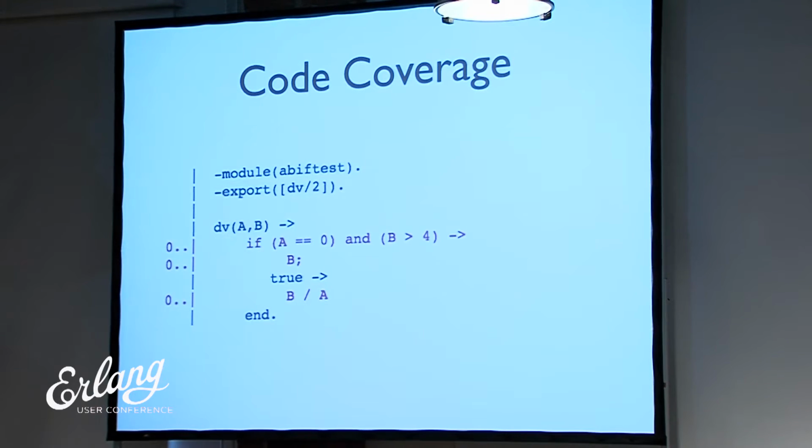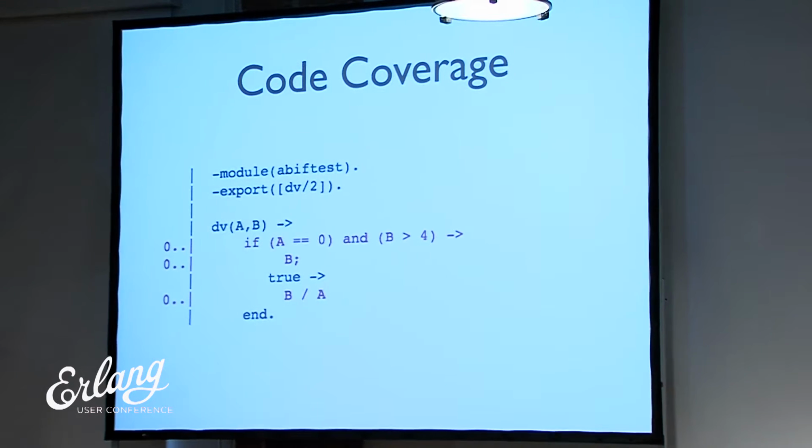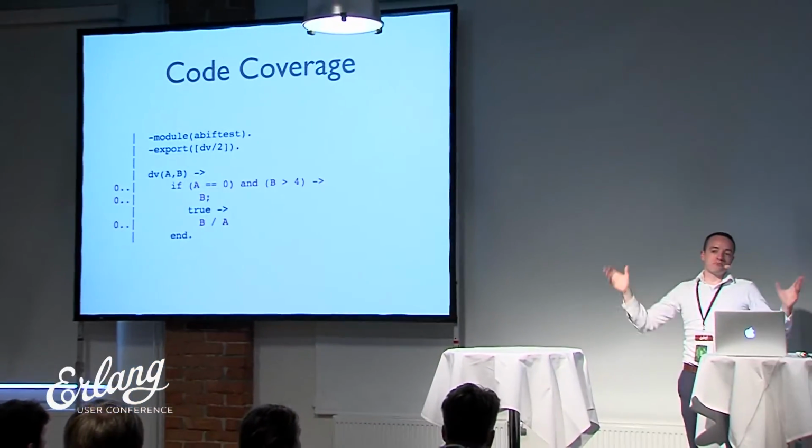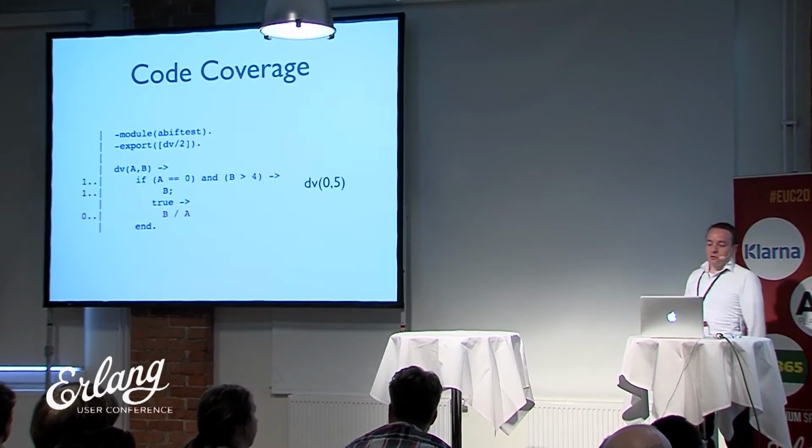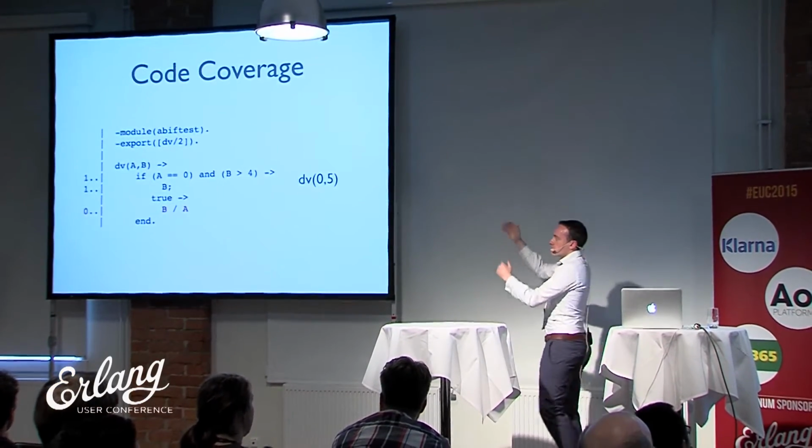This is just a function called dv that takes 2 arguments, a and b, and it might divide b by a, or it might not in certain circumstances. So let's run it. We call dv with 0 and 5, and that executes the first 2 lines.